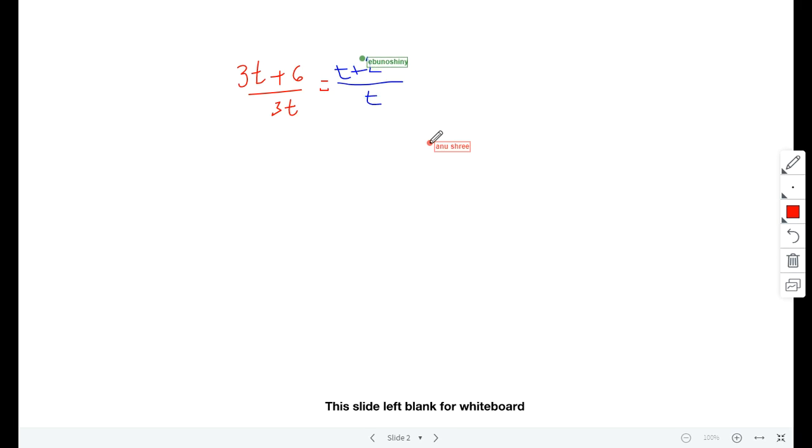Yes, that's correct. Now moving on to the factorization of algebraic expressions. So you know how to factorize algebraic expressions, right? Yes. Okay, so this is the question.